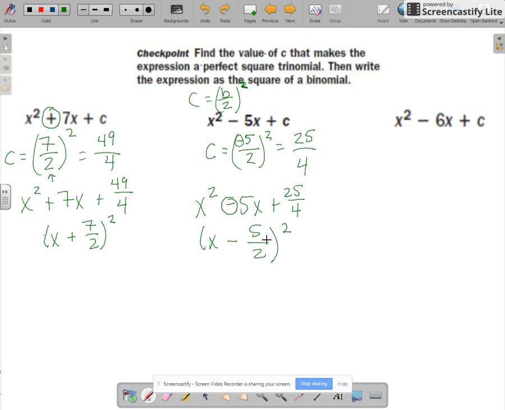So let's look at the last one. c is once again b divided by 2 squared. So we have -6 over 3, quantity squared. Now this one works out pretty easily, so let's simplify this first. -6 divided by 3 is -2.